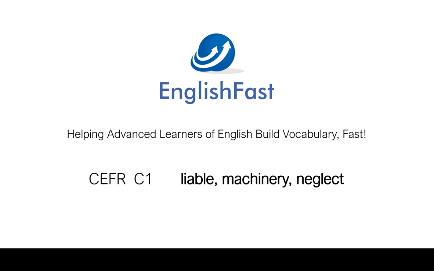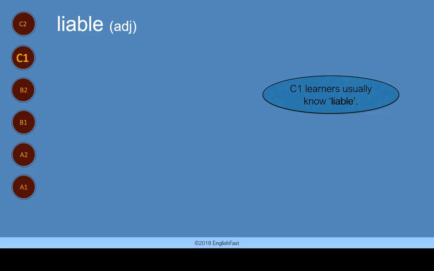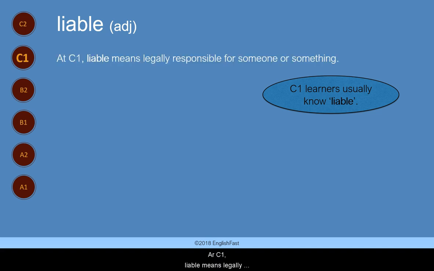CEFR C1: liable, machinery, neglect. Liable. Liable is an adjective. C1 learners usually know liable. At C1, liable means legally responsible for someone or something.